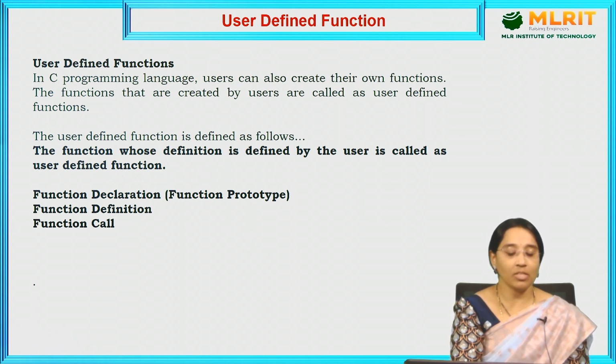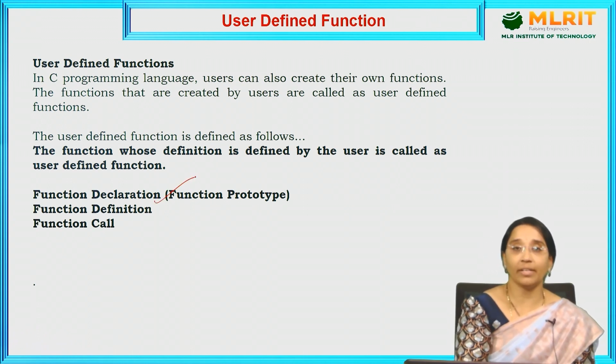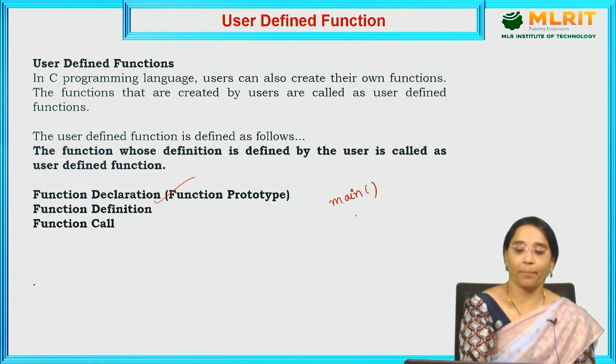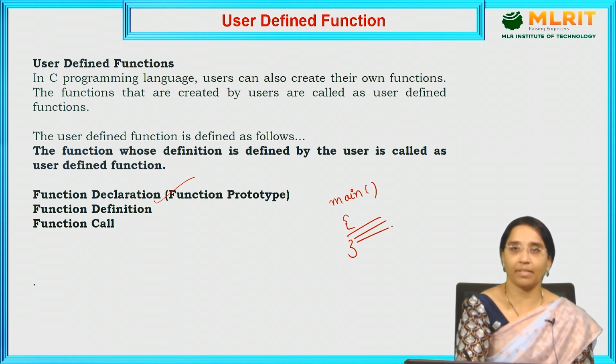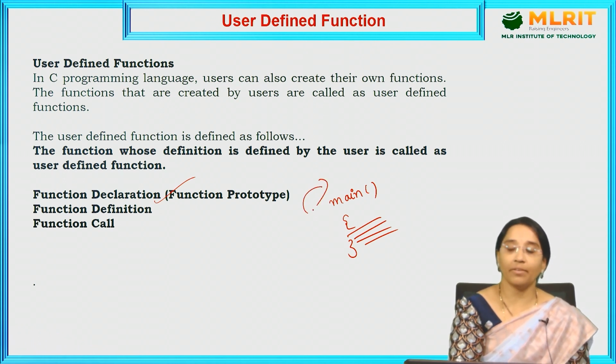A user defined function is defined as follows. User defined functions must contain the prototype like function declaration, function definition and function call. Function declaration is written above the main function. Suppose we have main, with some statements written in the main function. You have to declare your user defined function.